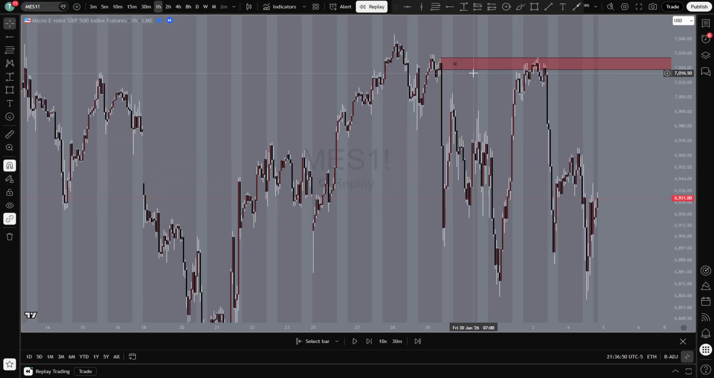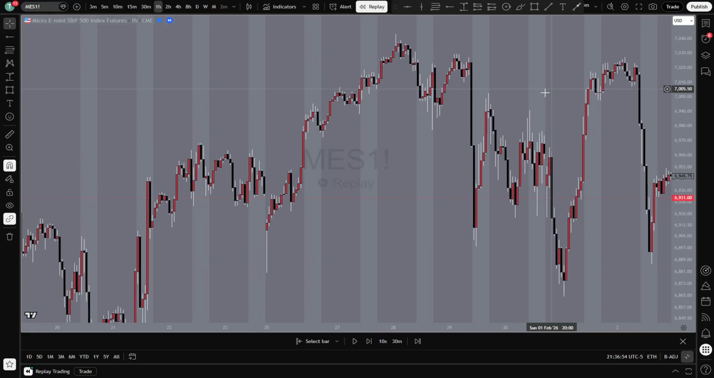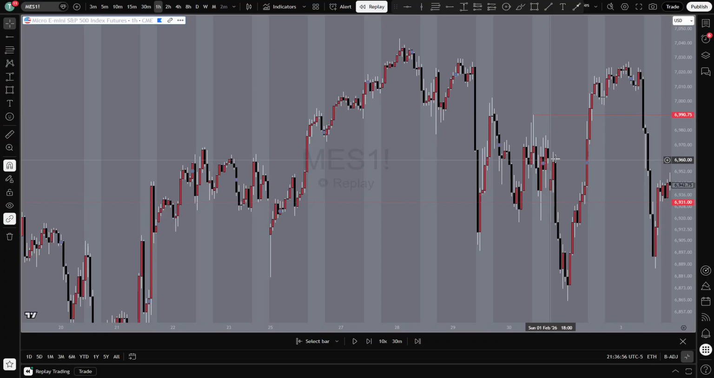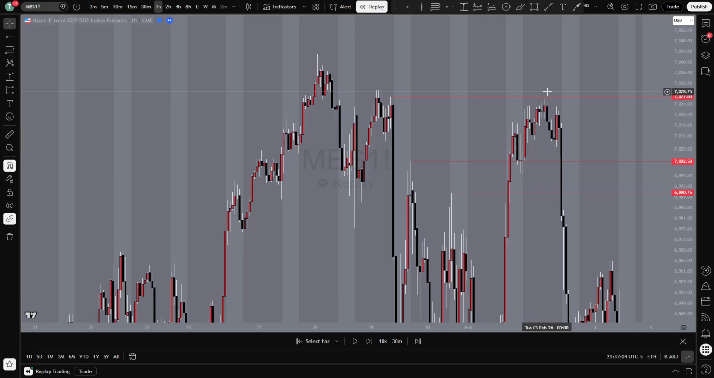And okay, I get it. If you're an ICT trader, you see market coming back and you can be like, okay, we're gonna get a sweep and go lower. Didn't. We're gonna get a sweep and go lower. Didn't. We're gonna get a sweep and go lower. Look, it took out and went lower. For me, this is what I do.